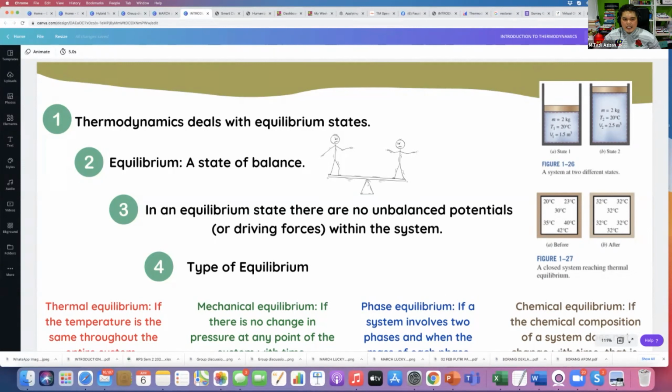In an equilibrium state, there are no unbalanced potential or driving forces within the system. For example, if I have this water bottle at 25 degrees Celsius and it is not being moved at all, it just stays as it is, and the surrounding is at the same temperature, I can say that the water is in equilibrium. But when you start to shake it, the equilibrium here is disturbed.